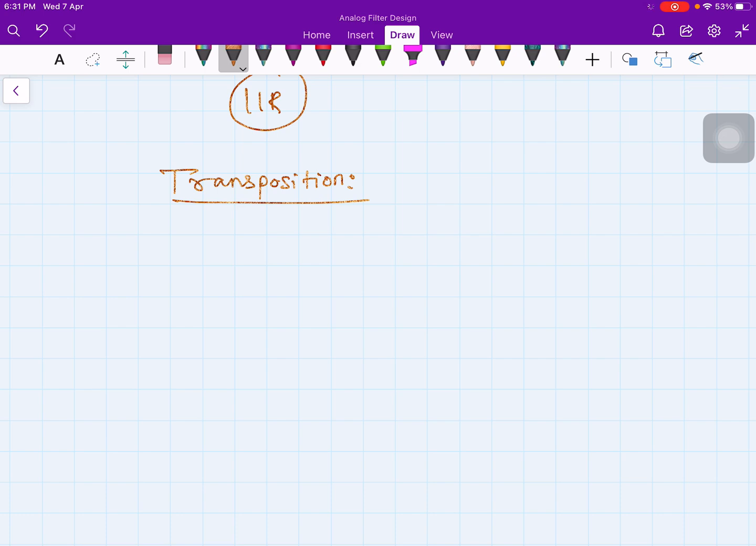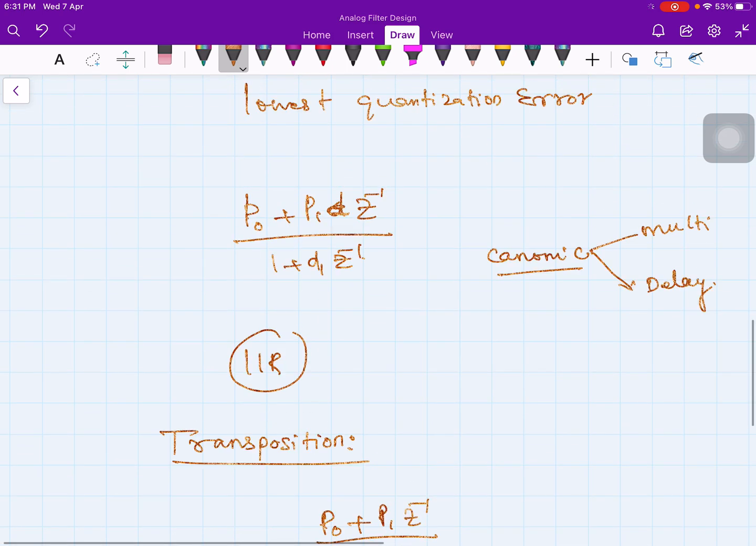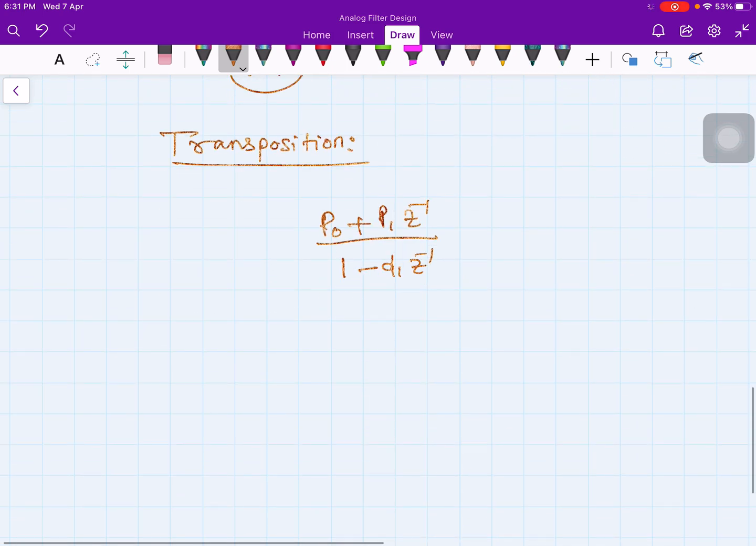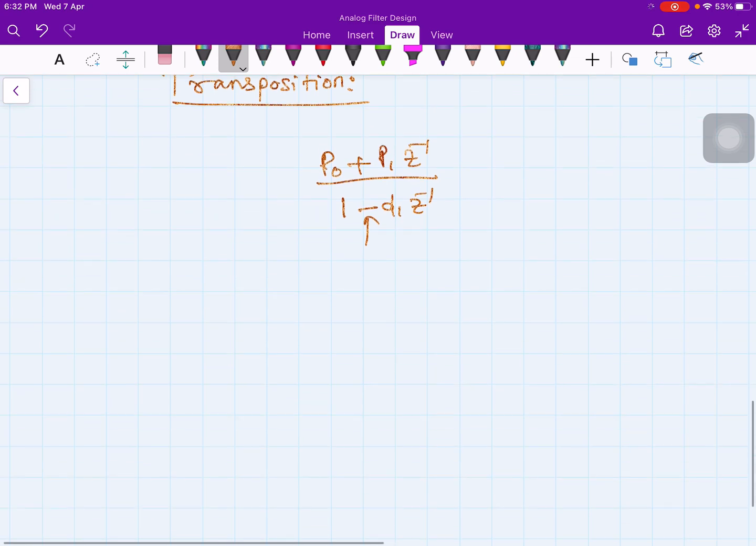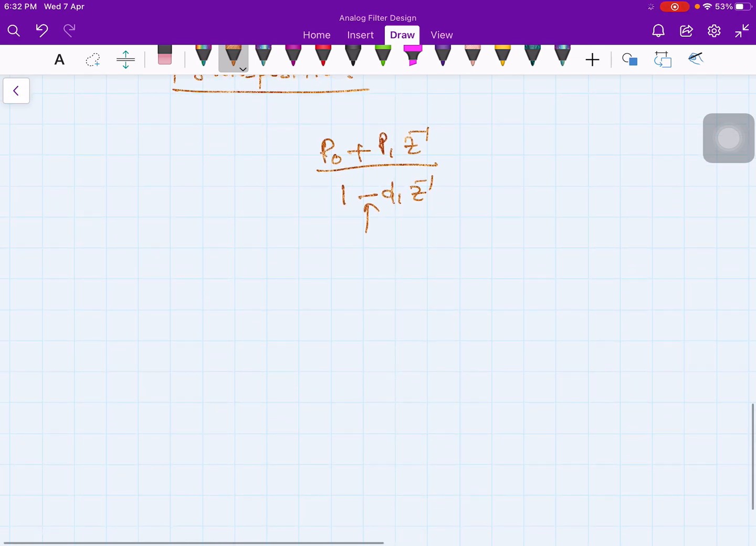And this transposition can be explained with reference to the same example, P0 plus P1 Z inverse divided by, let me take, 1 minus d z inverse. In the last example we took plus, but just for a change I am taking minus here, to bring variety into the experience. Let us change the transfer function a little bit: instead of plus I have taken minus here.